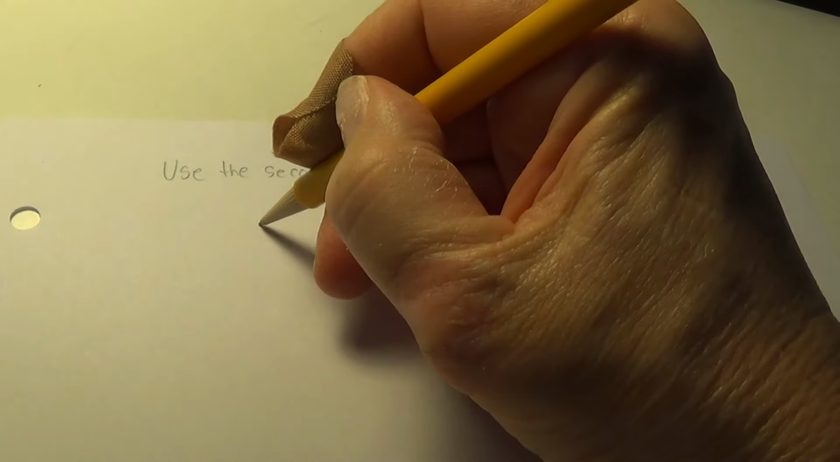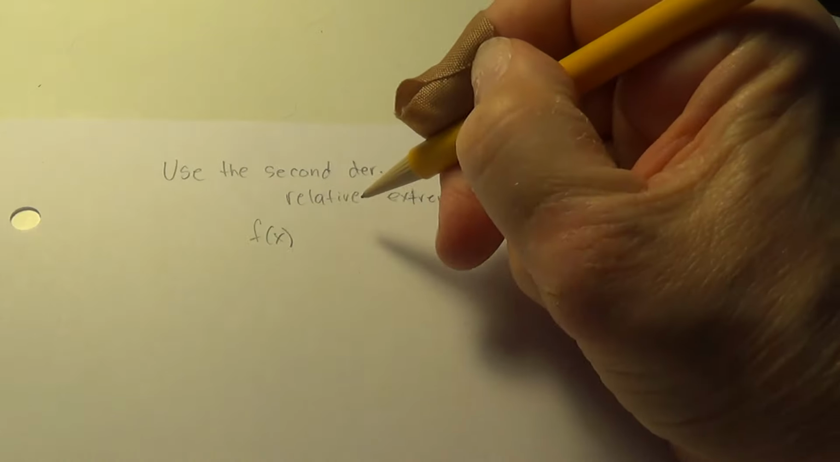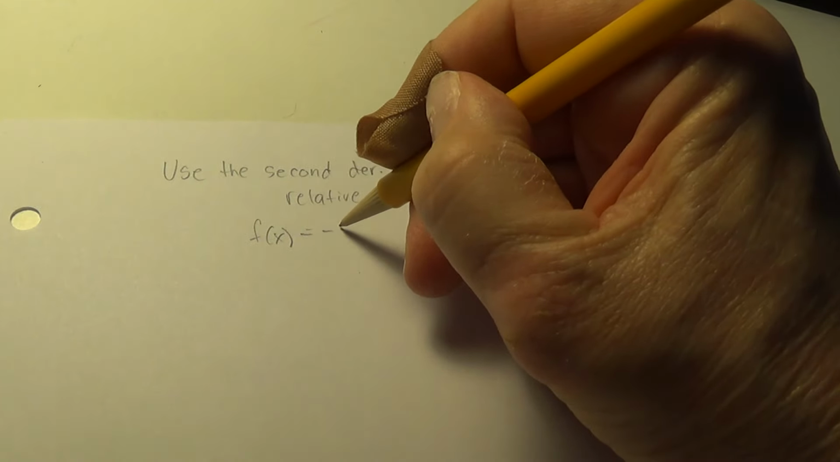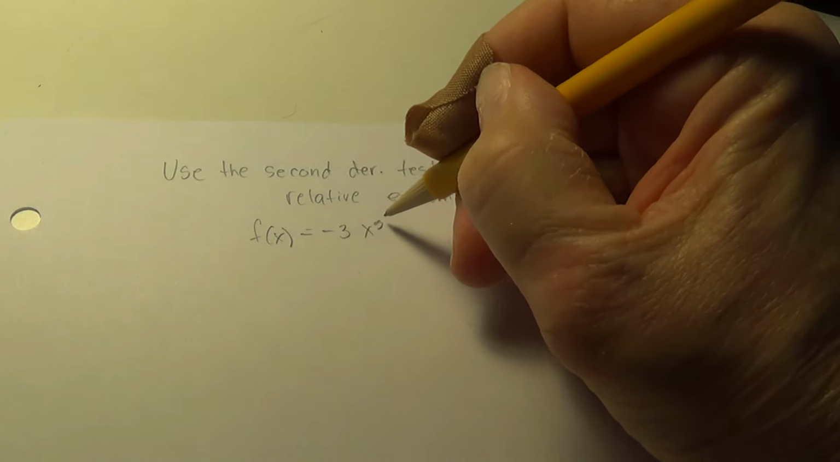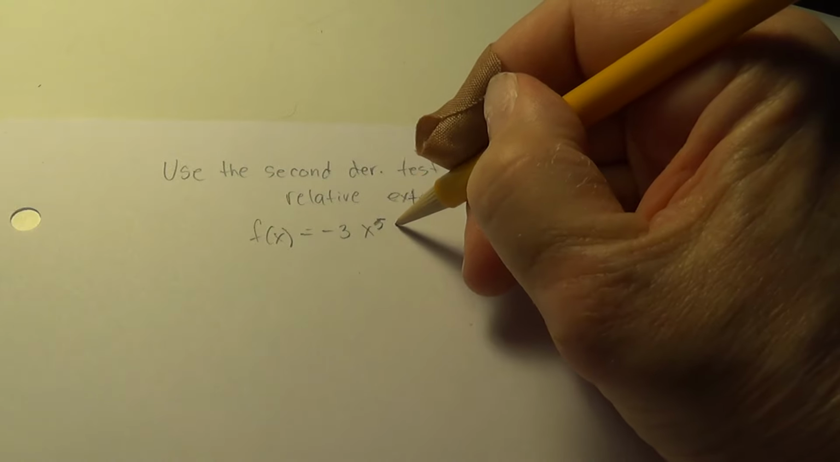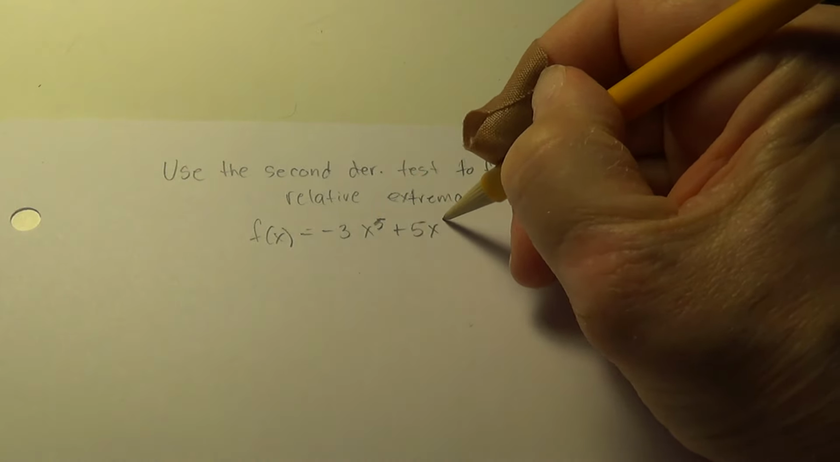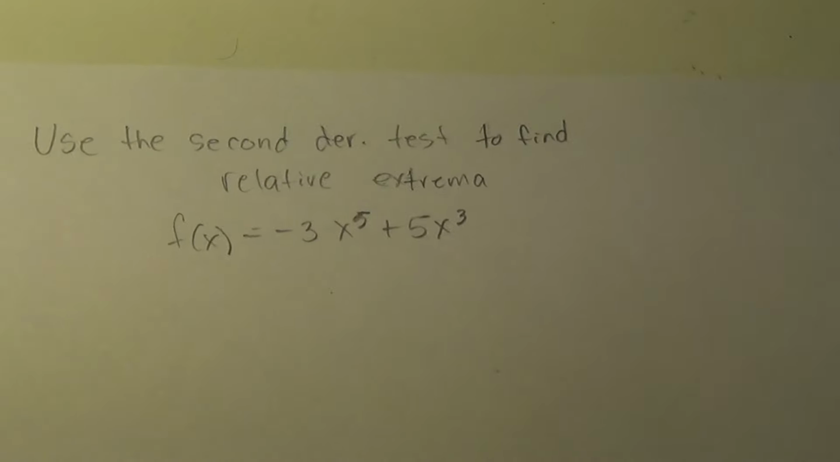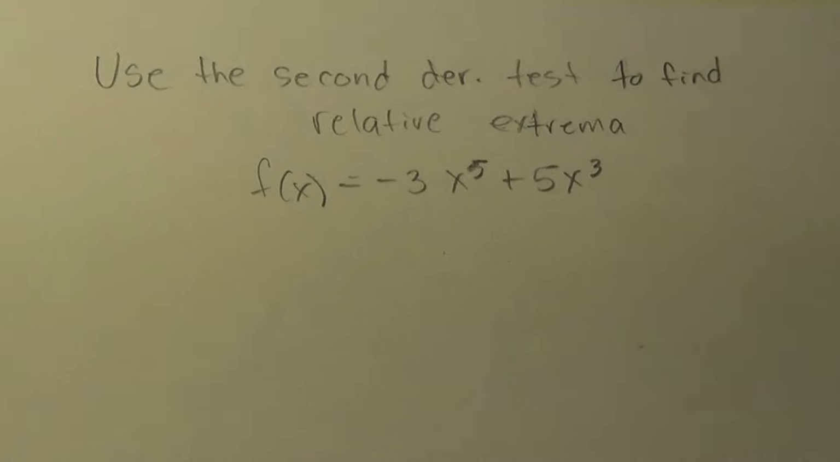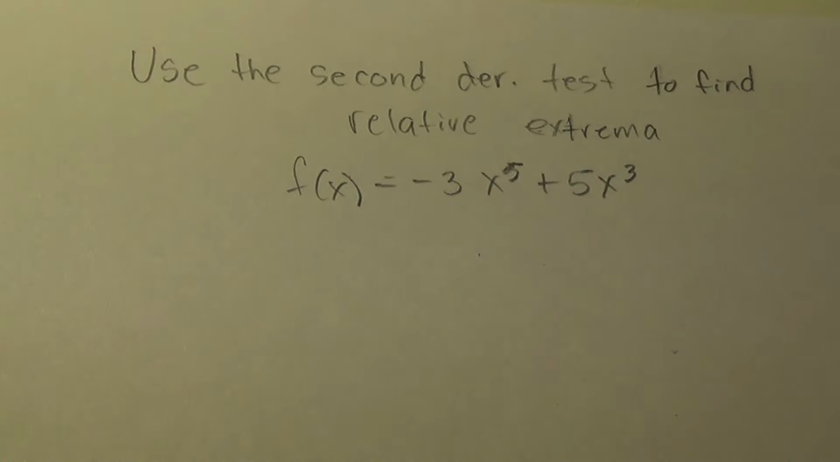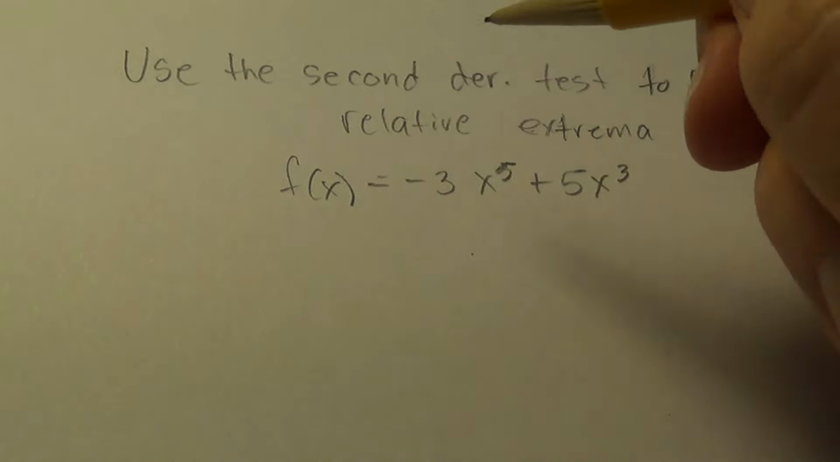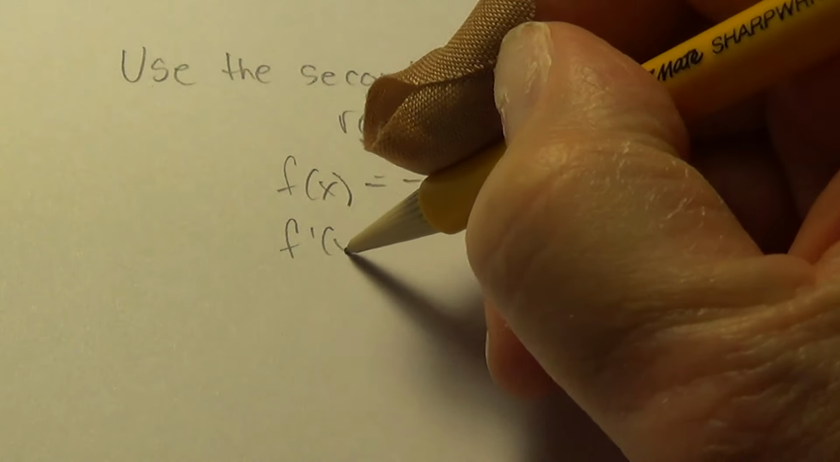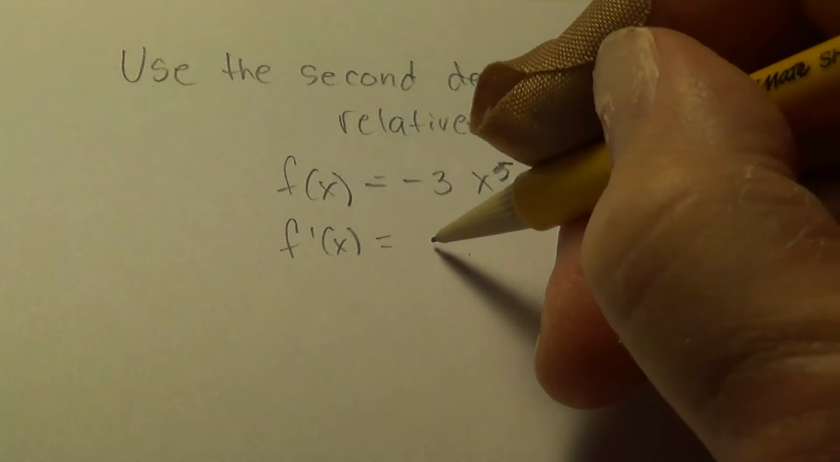All right, see if you like this test better. Let's start with this function. That's a 5. All right, write down this function: negative 3x to the 5th plus 5x cubed. To use the second derivative test, we have to first take the first derivative.